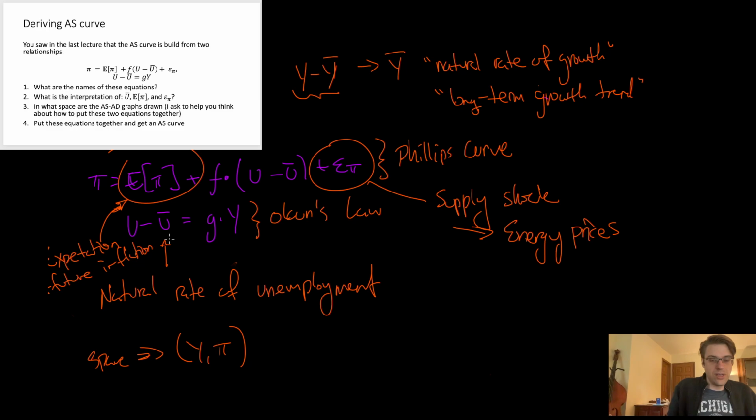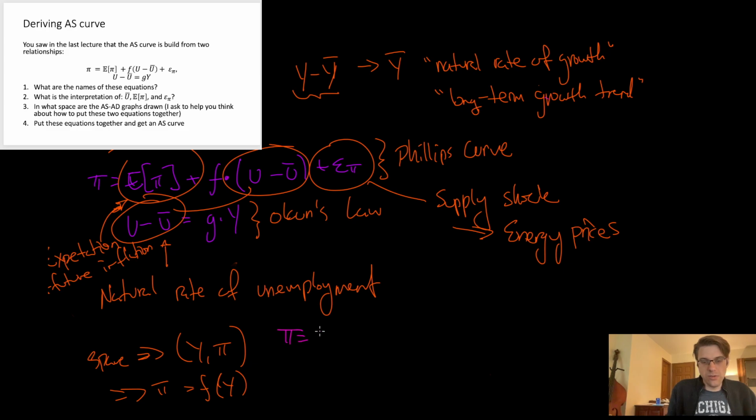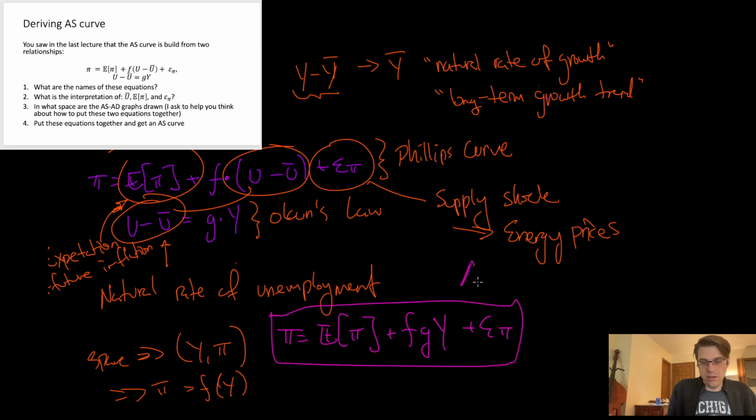Then it asks us to put the equations together to actually get the AS curve. Since we want an equation, this implies that we want pi as a function of y. So all we need to do is get a y into the Phillips curve. I see a way to do it. We just take this and put it right here. So we're going to have pi is equal to the expectation of pi plus f g y plus epsilon pi. And that is the AS curve. And that's it. In the next video, I'll look at another slide, so I'll see you there.